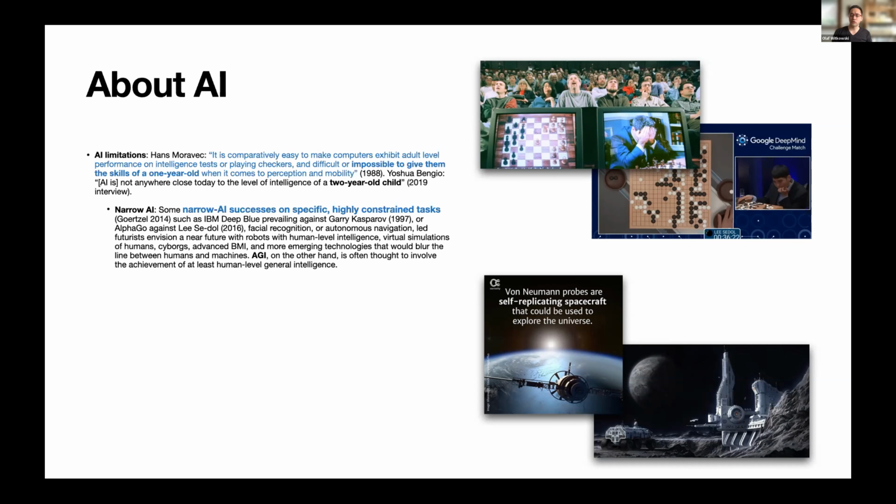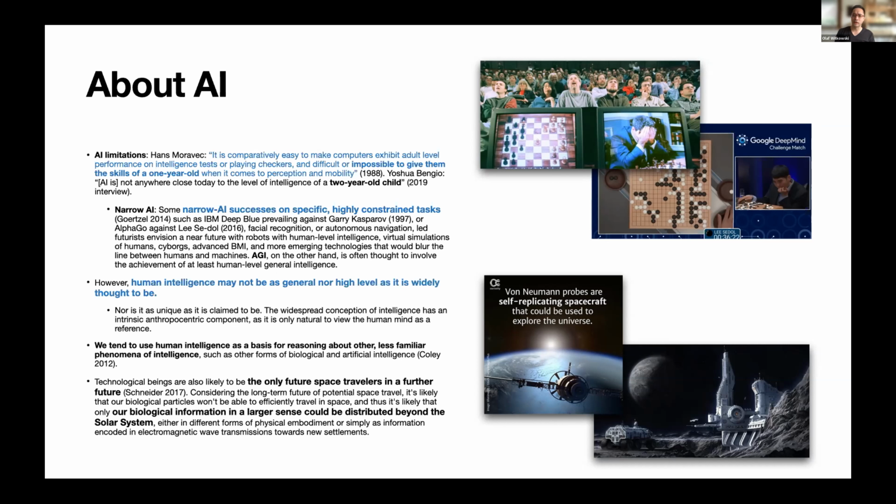Again, that speaks to the seeming uniqueness of things. Human intelligence may not be as general or as high level as we widely think or used to think it to be. We tend to use human intelligence as a basis for reasoning about other, less familiar phenomena of intelligence, though. This is a huge bias that also biases our theories on moral consideration, and we have to be conscious of that. And yet AI has a huge potential, and other artificial beings might have huge potentials in terms of intelligences that we don't really think about. Maybe in the future, those will become very, very obvious.